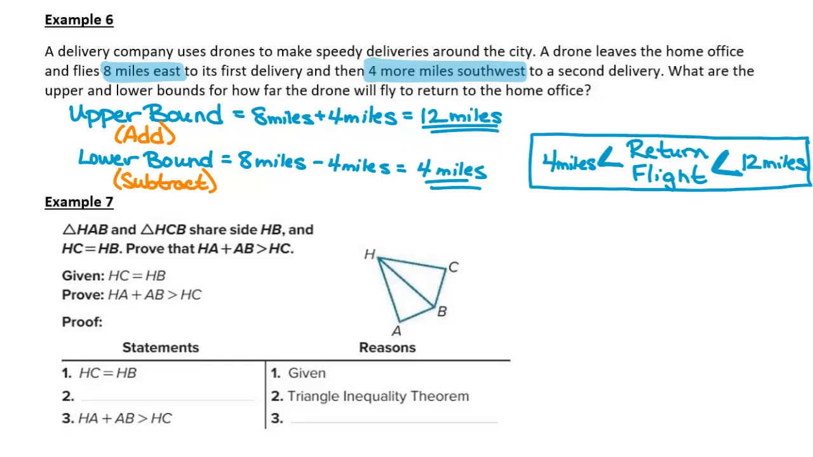All right. We're going to complete this short proof down at the bottom. Notice there's only one statement we need to fill in and one reason that we need to fill in. We have this figure over here, and it tells me that it is 2 triangles. I don't have to guess whether or not it forms a triangle. We have triangle HAB and triangle HCB. They share side HB. So this side right here is in common between the 2 of them.